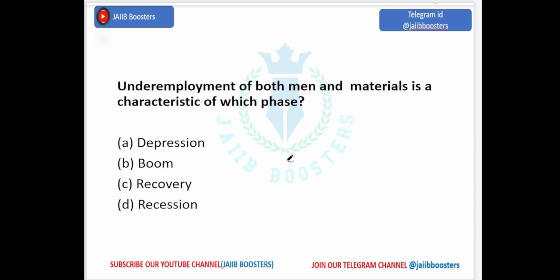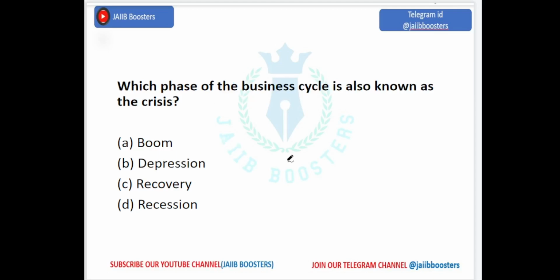Underemployment of both men and materials is the characteristic of which phase? Depression, boom, recovery, recession. It's depression. Which phase of the business cycle is also known as the crisis? In which phase can we say the business cycle is in crisis? Boom, depression, recovery, recession. It's recession.